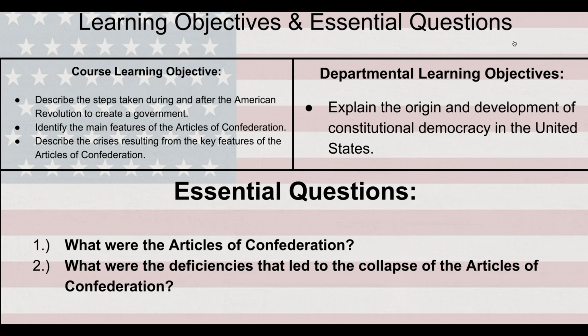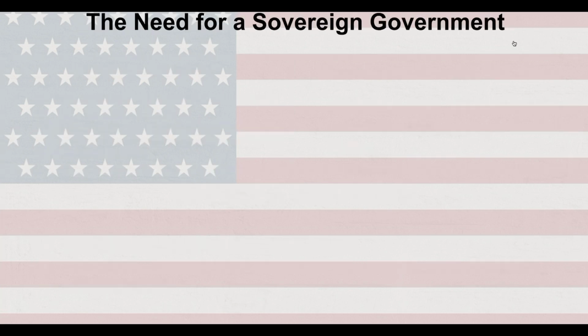Our course learning objectives are to describe the steps taken during and after the American Revolution to create a government, identify the main features of the Articles of Confederation, and describe the crises resulting from the key features of the Articles of Confederation. Our departmental learning outcome is to explain the origin and development of the constitutional democracy in the United States of America. By the time the lecture is over, it is my hope that you will be able to answer the following essential questions: What were the Articles of Confederation, and what were the deficiencies that led to the collapse of the Articles of Confederation?